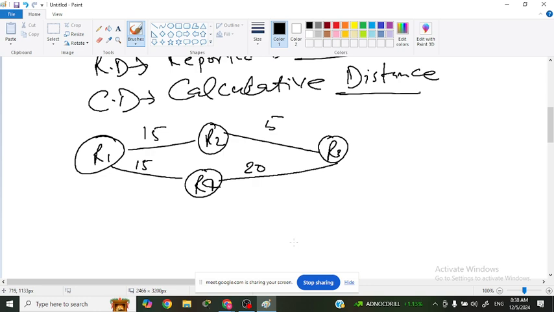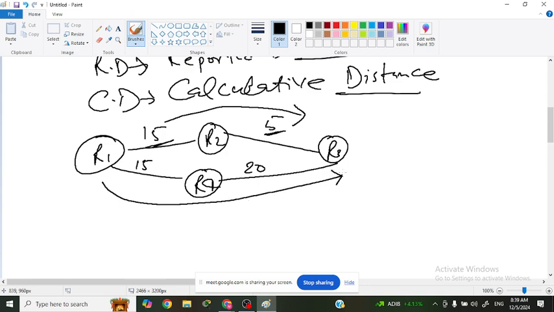So Lakshman, what will be the cost to reach from R1 to R3 from this path? 15 plus 5, 20. What will be the cost to reach from R1 to R3 from this path? 35. Which one is the best path? Via router 2 is the best path. Which will be the successor? Router 2 path will be the successor. Router 4 path will be the feasible successor.